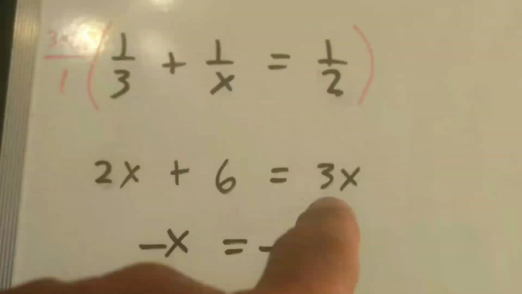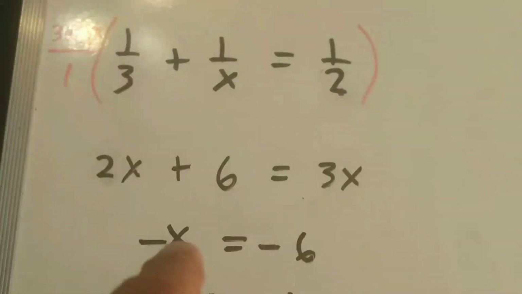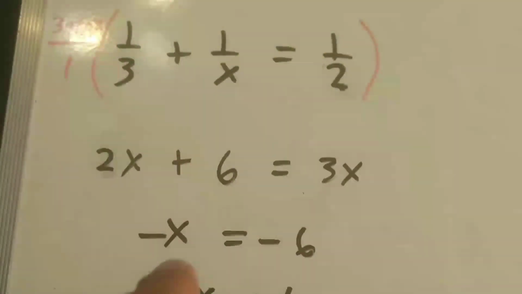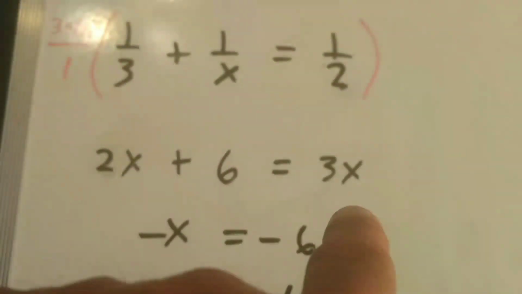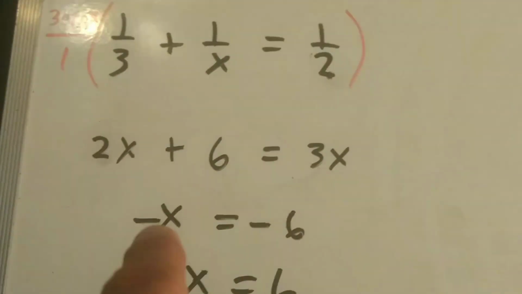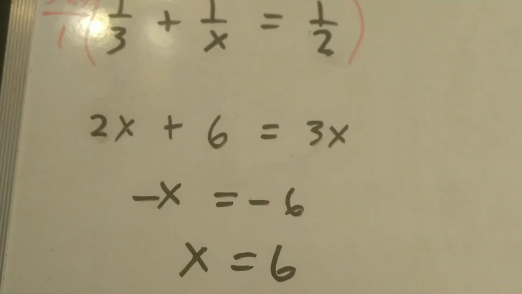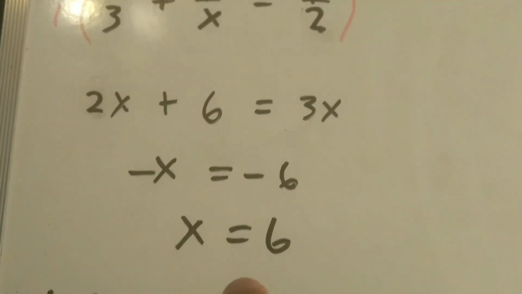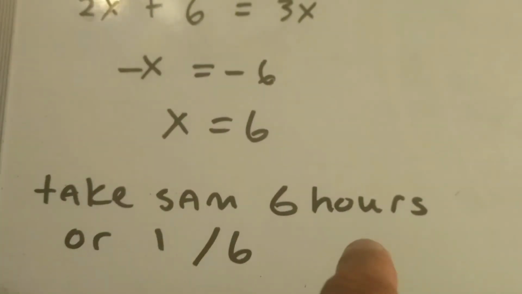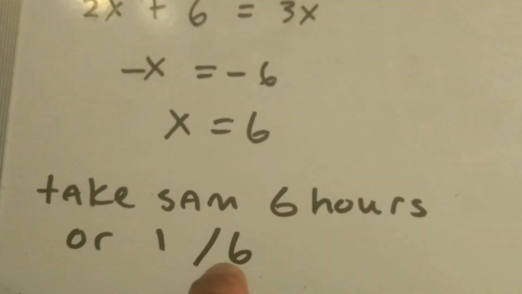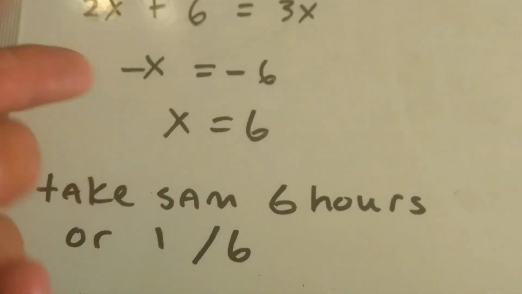Then I'm going to subtract this 3x over, which gives me negative x, negative 1x. Subtract the 6 over, which gives me negative 6. Divide negative 1 into negative 6 and we get 6 hours. So it'll actually take Sam 6 hours, or one job in 6 hours, to paint the house.